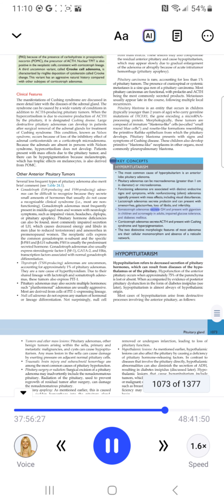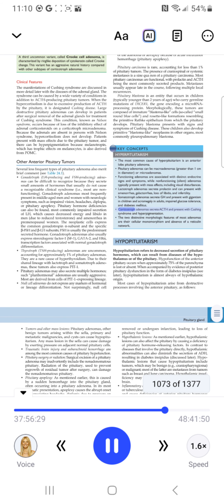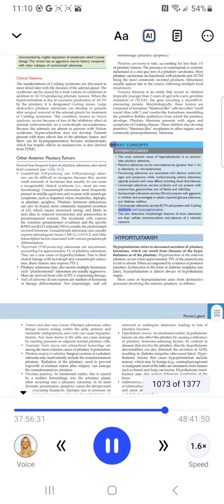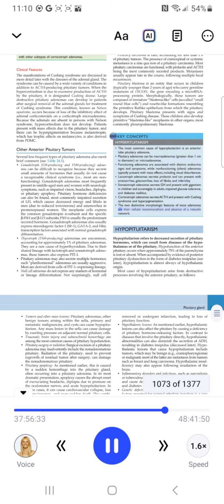Somatotroph adenomas secrete GH and present with gigantism in children and acromegaly in adults, impaired glucose tolerance, and diabetes mellitus. Corticotroph adenomas secrete ACTH and present with Cushing syndrome and hyperpigmentation. The two distinctive morphologic features of most adenomas are cellular monomorphism and absence of a reticulin network.